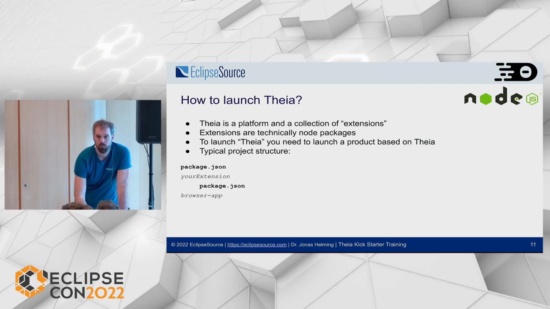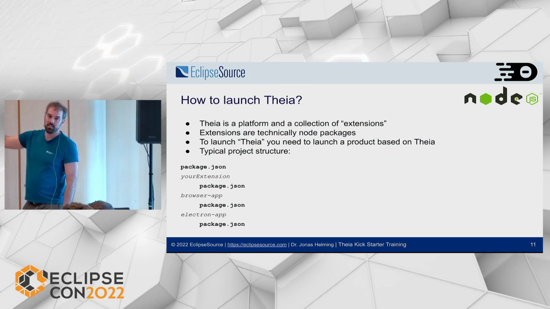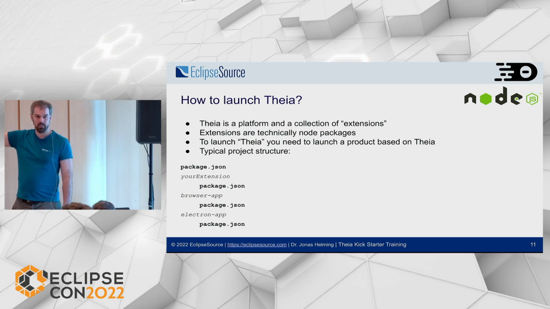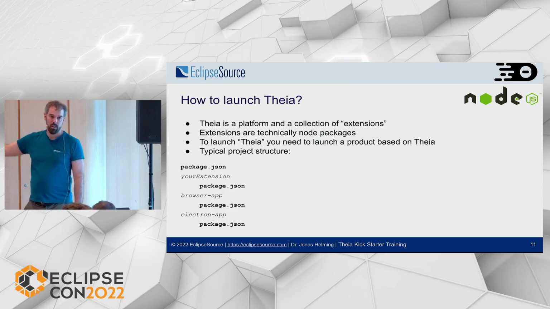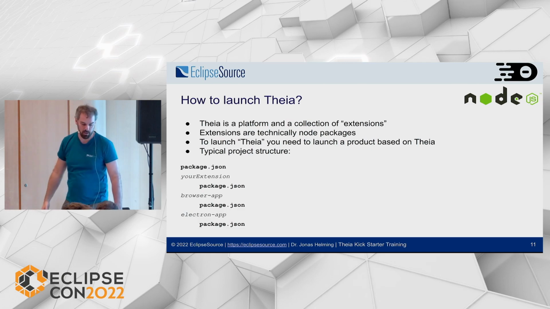And then we typically have two special folders, one called browser app and one called Electron app. These are the product configurations that I had on the previous slide. So this is defining what is in my product, and if I build this artifact, I really get my product out. Browser app for the browser-based version, the remote version, and Electron app for an Electron application.